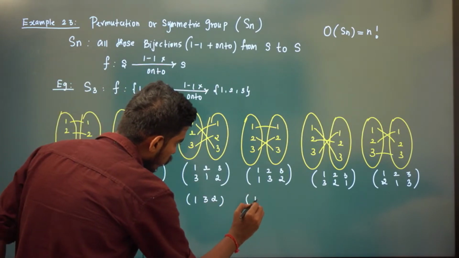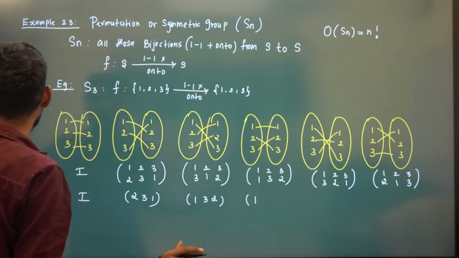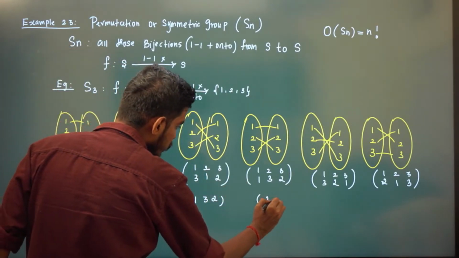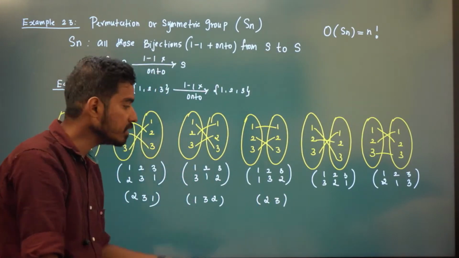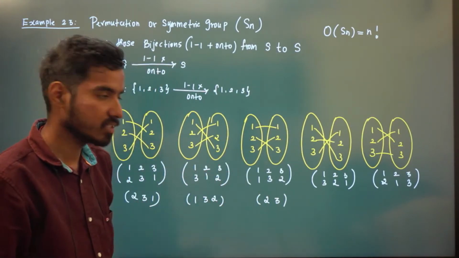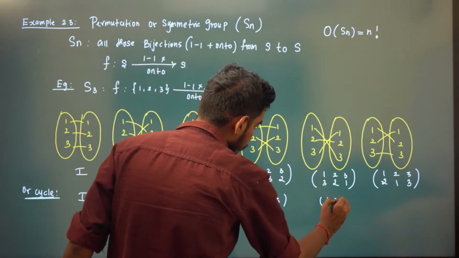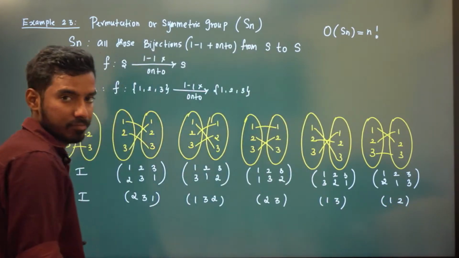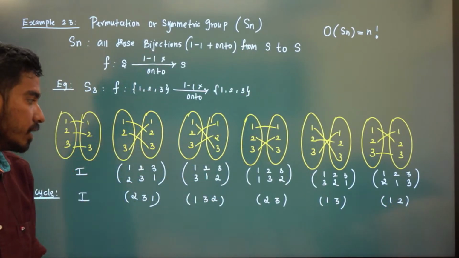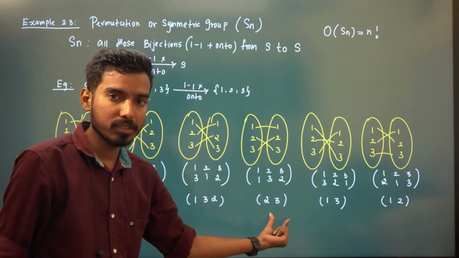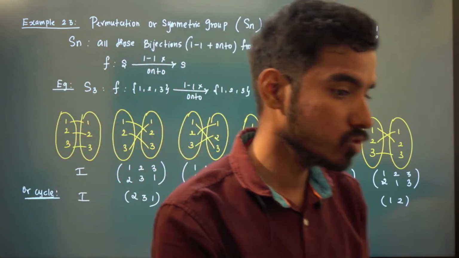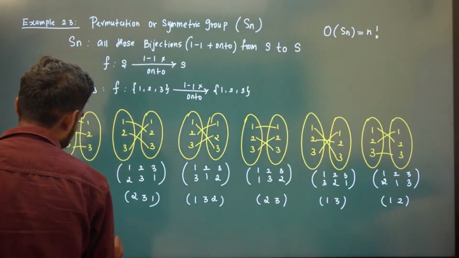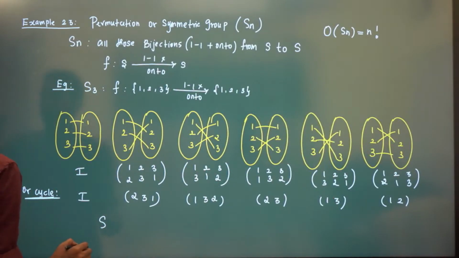Here, if something is fixed, you should not write that in the cycle. So here 2 and 3, that's it. If something is missing in the cycle, that means that number is fixed. Here 2 is fixed, so 1, 3. This is 1, 2. Is it clear? If some number is missing, you should assume that number is fixed to itself in cycle representation.